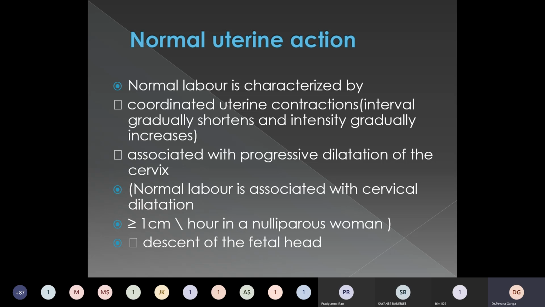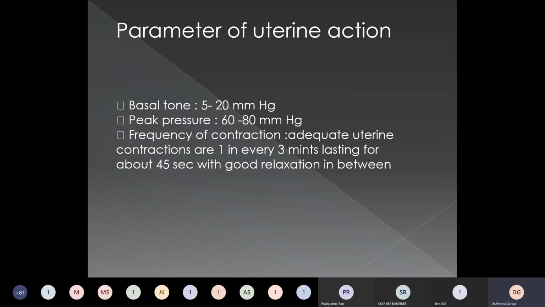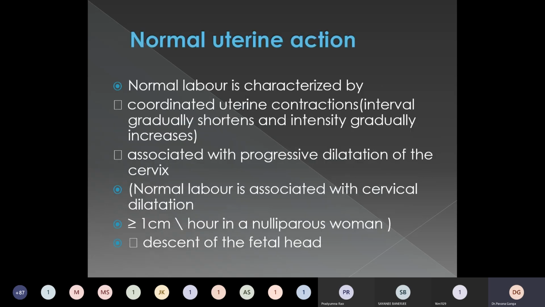The normal uterine function is... For normal labor to happen, we need good, adequate uterine contractions, and power and passage are very important. Normal labor is characterized by coordinated uterine actions. When do you call the uterine actions coordinated?